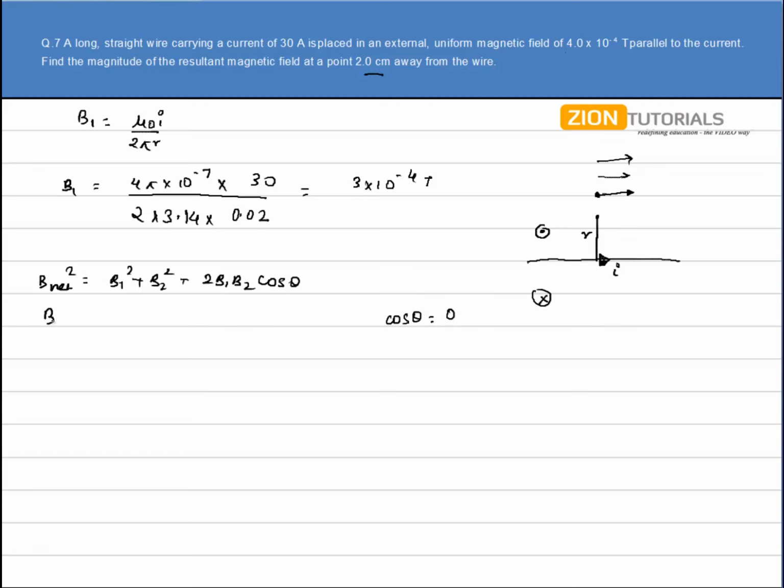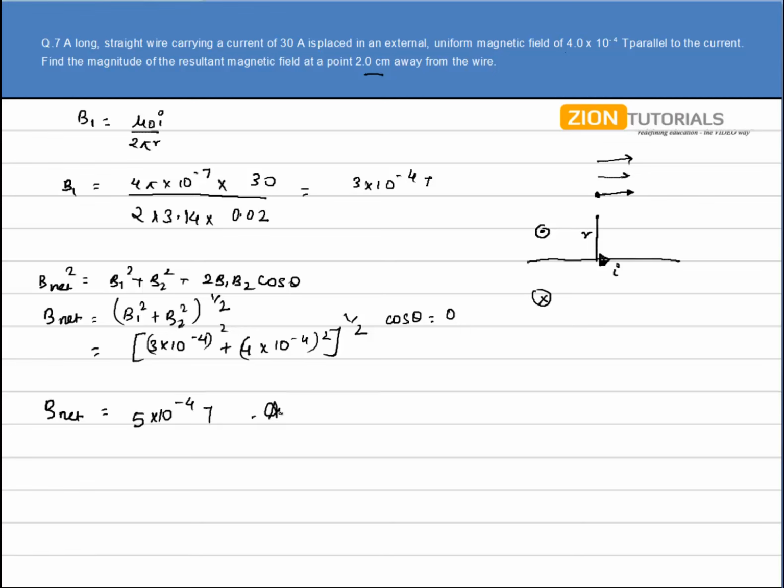So we have B net is equal to B1 square plus B2 square, whole to the power 1 by 2. On substituting the value, I have 3 into 10 to the power minus 4 whole square plus 4 into 10 to the power minus 4 whole square, and whole to the power 1 by 2. So I have net magnetic field as 5 into 10 to the power minus 4 Tesla. That is the answer.